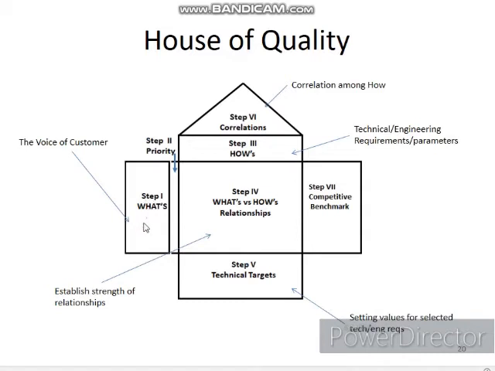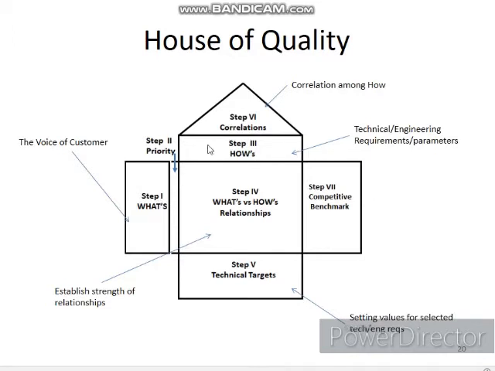So we start from step one, which is the whats. This is where the customer input is going to be listed, and we're also going to look at the priority of the customer input, what the customer desires. The priority of what the customer desires also comes from the customer itself. So this room holds the whats, the voice of the customer, and the priority of the voice of the customer. This information can be gathered from the customers themselves through surveys and so forth. There are a few methods that we covered just now.